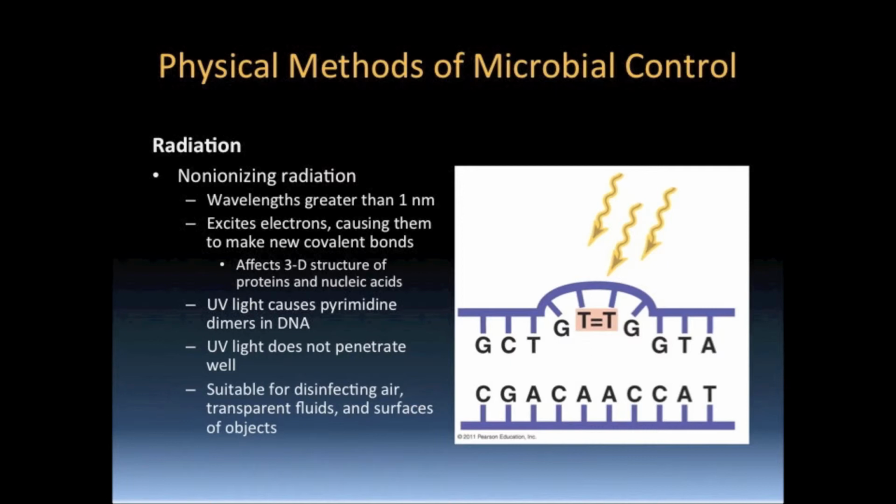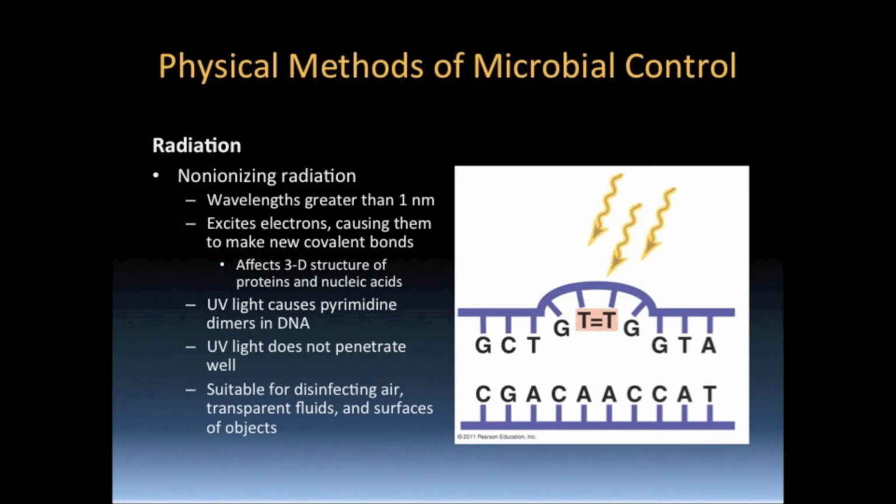The most effective wavelengths of UV light are between 240 to 280 nanometers, with the most damaging being at 260 nanometers. At 260 nanometers, UV light causes a bond to form between adjacent thymine bases in DNA, forming what are referred to as thymine dimers. Thymine dimers inhibit replication and transcription, thereby interfering with metabolism, which leads to the death of the cell.